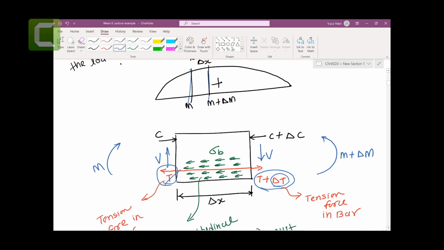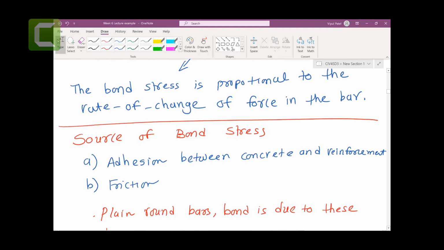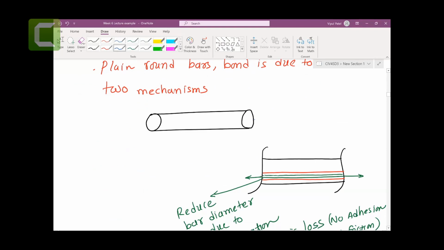This T would be cancelled with this one, and this C would be cancelled with this one, but this extra T needs to go somewhere, right? Because it's in equilibrium, it is not in space. So that is the bond force that will put this extra T in equilibrium. That is the bond. There are some equations for bonds. And look, plain bars we don't use in the real world. Okay, it's very bad.